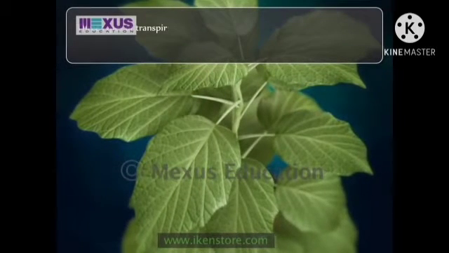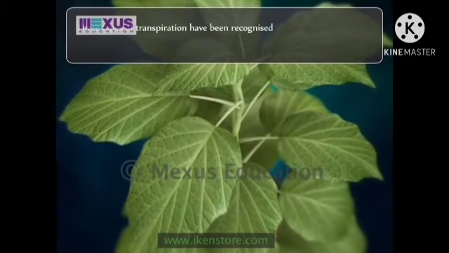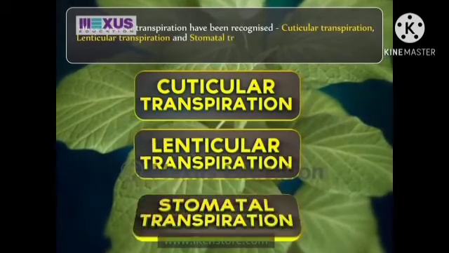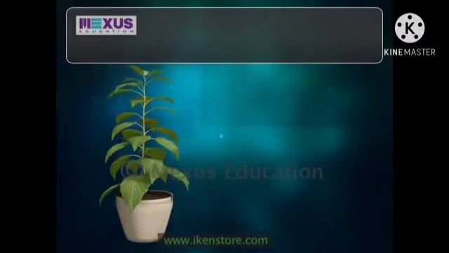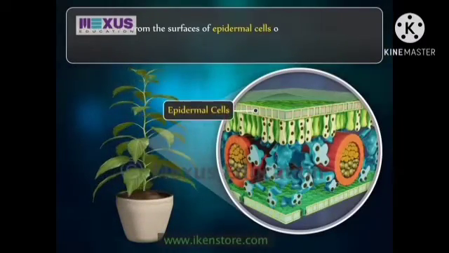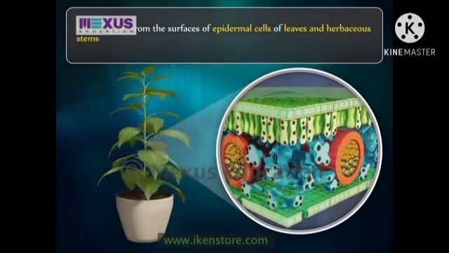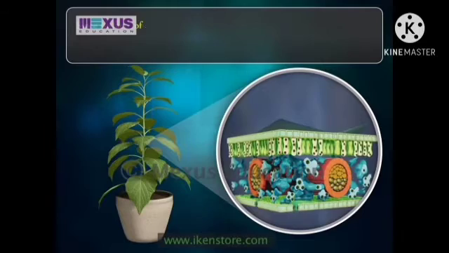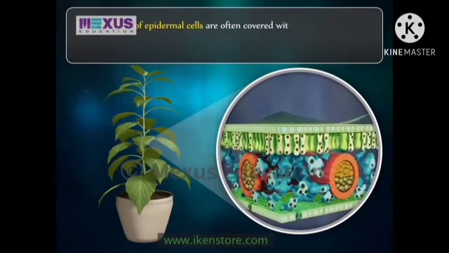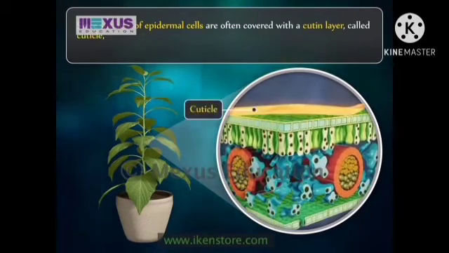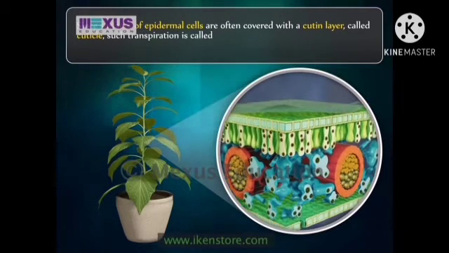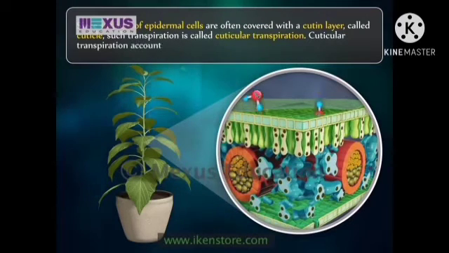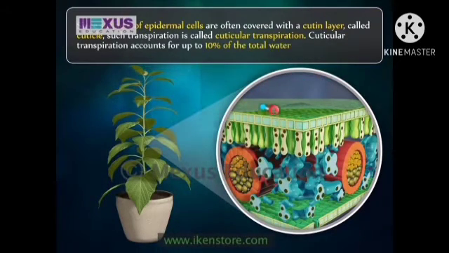Three types of transpiration have been recognized: cuticular transpiration, lenticular transpiration, and stomatal transpiration. Loss of water from the surfaces of epidermal cells of leaves and herbaceous stems is said to be cuticular transpiration. Since surfaces of epidermal cells are often covered with a cutin layer called the cuticle, such a transpiration is called cuticular transpiration. Cuticular transpiration accounts for up to 10% of the total water loss by the plant.